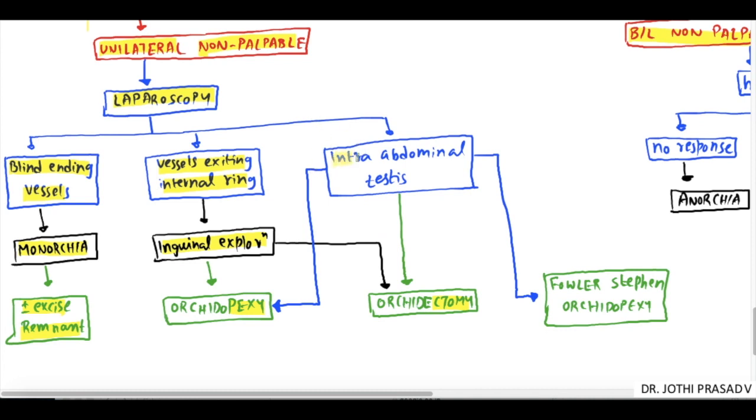If laparoscopy revealed an intra-abdominal testis, then you can proceed with either orchidopexy or orchidectomy or Fowler-Stephens orchidopexy, which is a two-stage operation in which testicular vessels are ligated at first stage to allow the collateral circulation to develop, and after 6 months, orchidopexy is done.